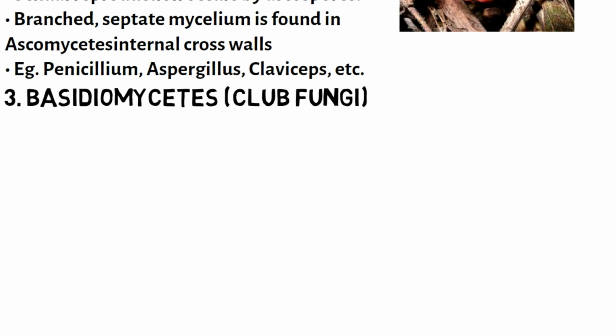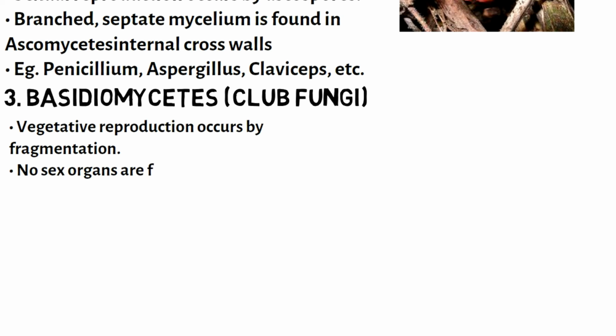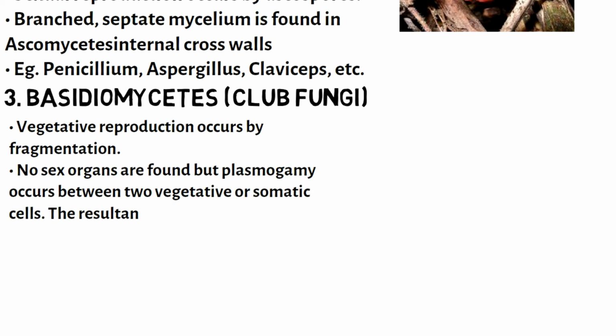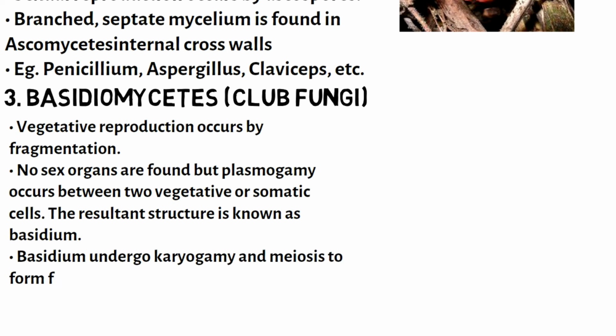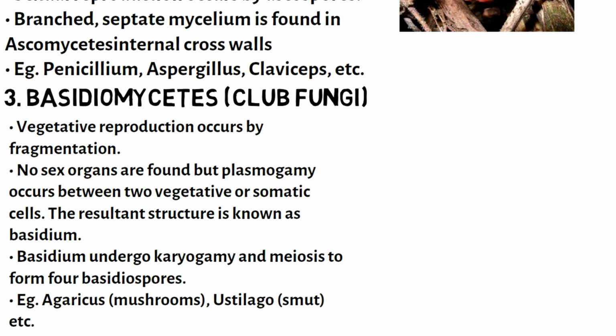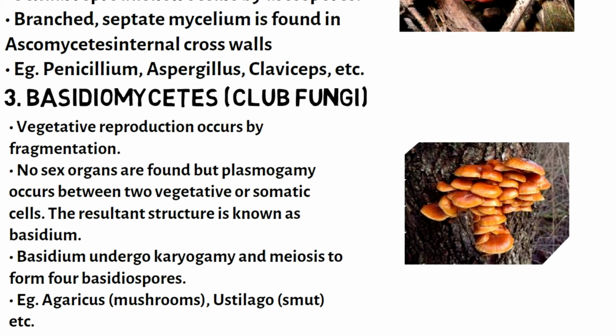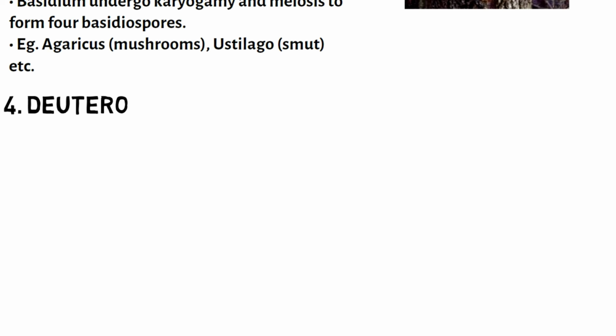Basidiomycetes, club fungi. Vegetative reproduction occurs by fragmentation. No sex organs are found, but plasmogamy occurs between two vegetative or somatic cells. The resultant structure is known as basidium. Basidium undergoes karyogamy and meiosis to form 4 basidiospores. E.g. Agaricus, mushrooms, Ustilago, smut, etc.